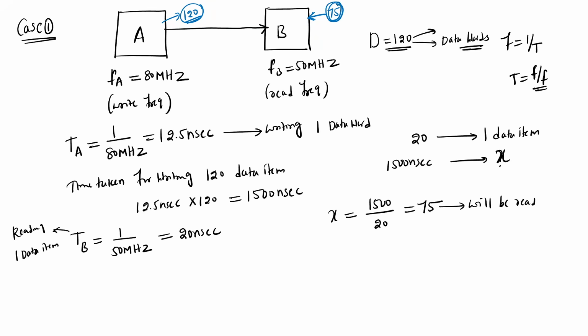So there is a data loss. How much data loss? 120 minus 75, which is 45. So this many data items will be lost.